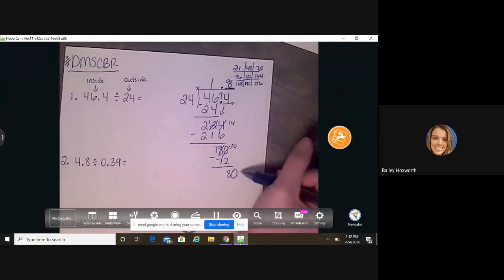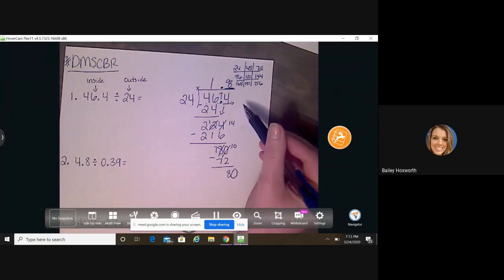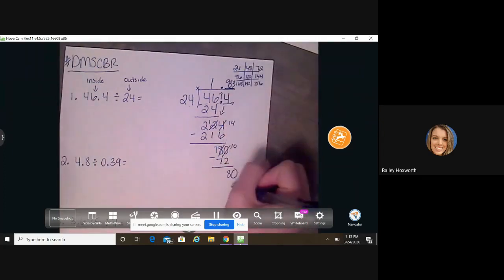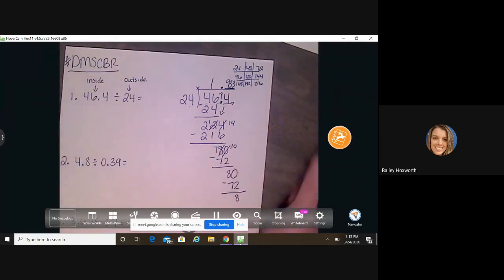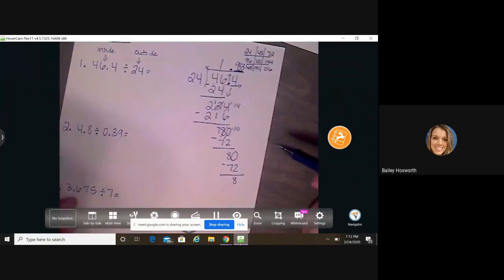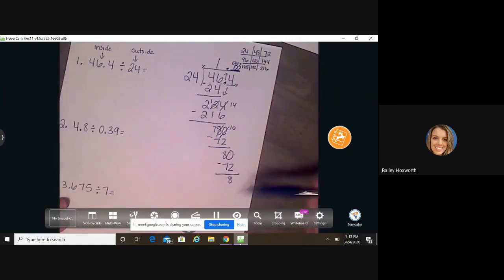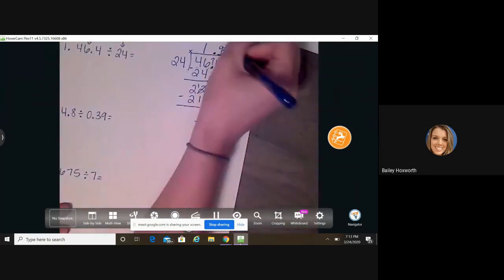All right, let's check again. How many times could 80 go into 24 again? 3 times, right? And 3 times 24 is 72. When I subtract, I'm going to get 8. Do you see how my pattern's going now? I always am going to be subtracting 2. So that means that number, that 333, is going to be continuous.